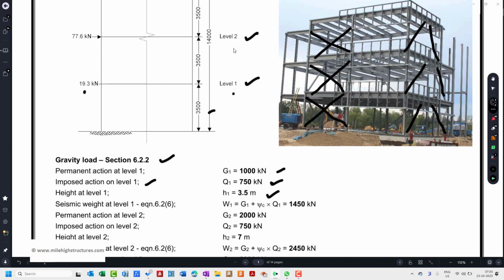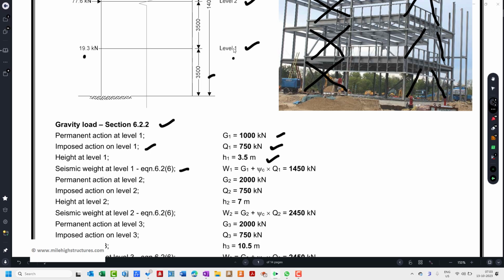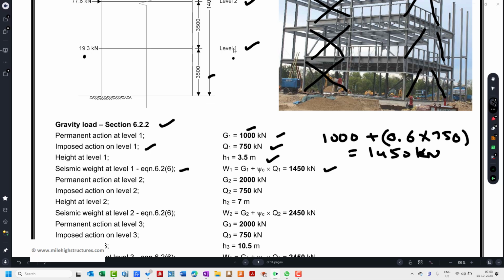So the seismic weight at level 1 shall be G1, that is the full value, 1000, plus 0.6 times 750 of the imposed action. This value comes out to be 1450 kN. So the seismic weight at level 1 is 1450 kN.